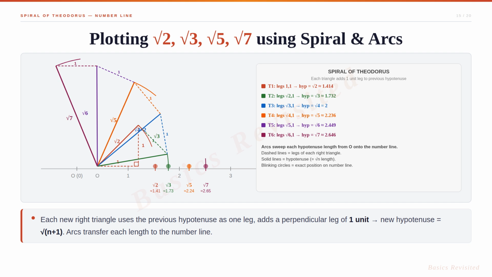Triangle 4 gives root 5. Triangle 5 gives root 6. Triangle 6 gives root 7. The dashed lines show the legs of each triangle. The solid lines show the hypotenuse. The curved arcs sweep each hypotenuse length from O directly onto the number line below. The blinking circles mark the exact positions of root 2, root 3, root 5, and root 7 on the number line.